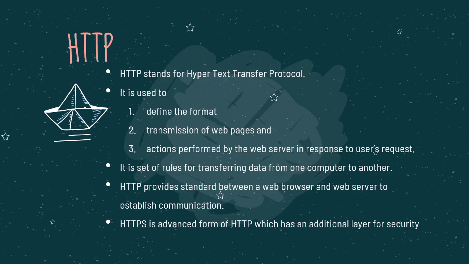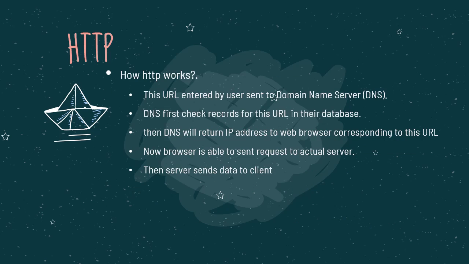Next we're going to see how HTTP works. First, the URL entered by the user is sent to the domain name server. Every website has an IP address, which is a set of numbers separated by dots. It is very hard to remember each and every IP address, so the domain name system is there. For each IP address, there is also a unique name.